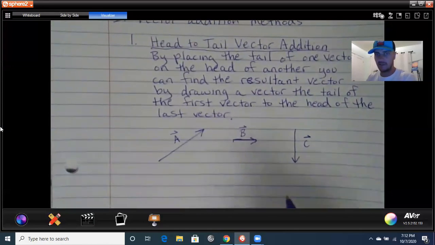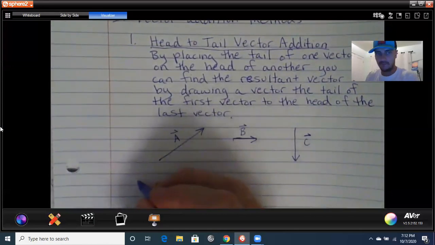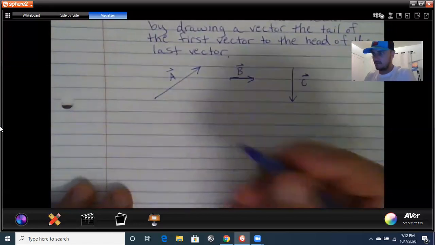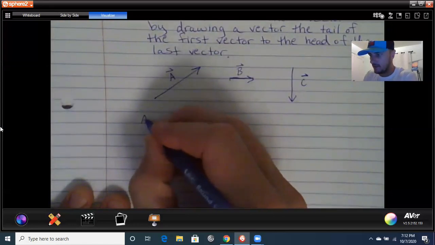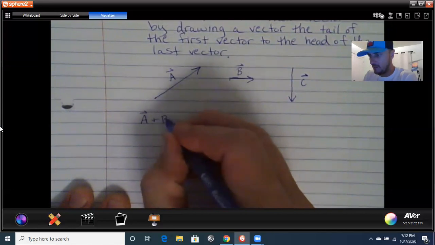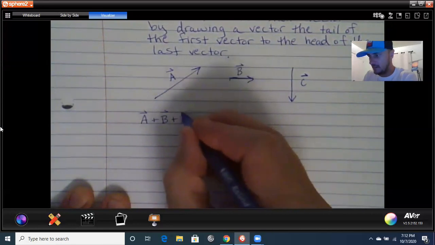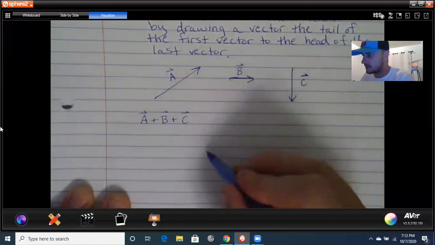So it would look something like this. When you decide to do, let's go ahead and add these together. So I'll say A plus B plus C. What does that look like? Well, it looks like this.